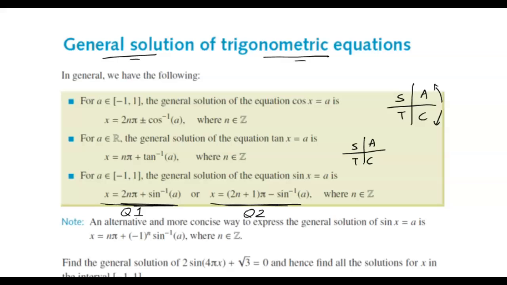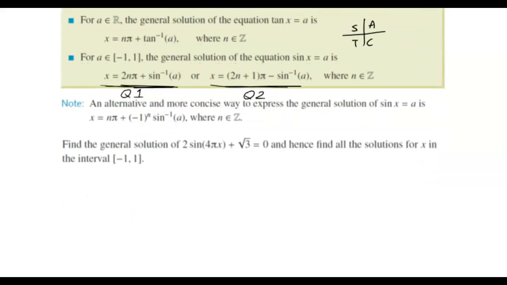Now let's jump straight into this question. Obviously these quadrants are going to be different if we're dealing with a sine, cos, or tan ratio where the answers are negative. That's going to be in different quadrants based on whether it's positive or negative. Now let's just jump straight into this example.